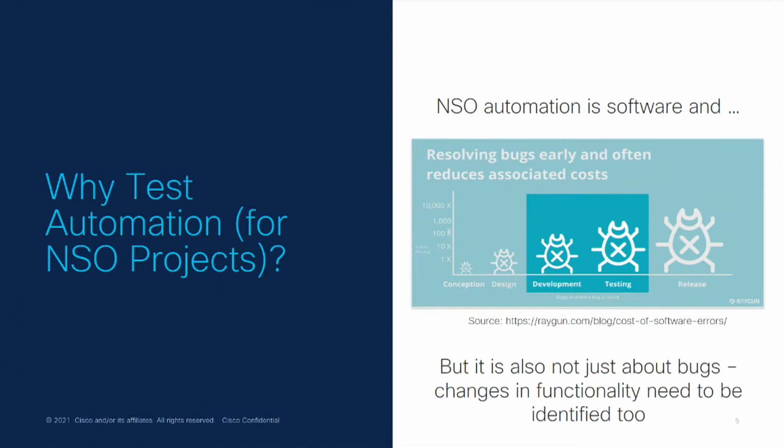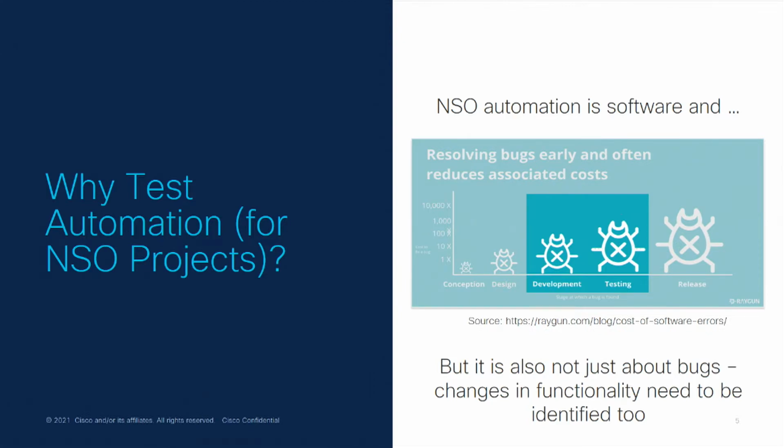But that's about bugs. What we also want to consider, and it's very important, is that it's not just about bugs. It's also about changes in functionality. Whether you knew you were changing functionality or not, you need to find a way to verify that the behavior you expect is still the same behavior that will go out to that next stage of deployment, whether it's development, testing, or release.